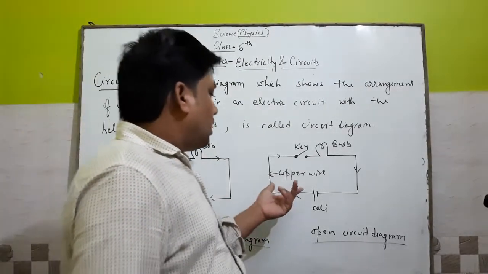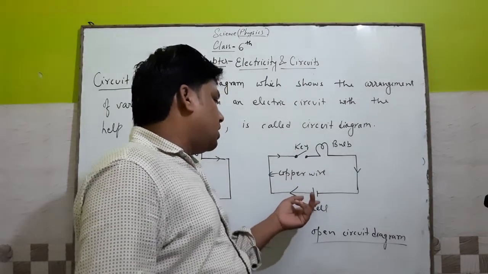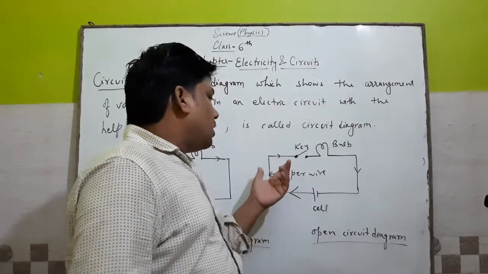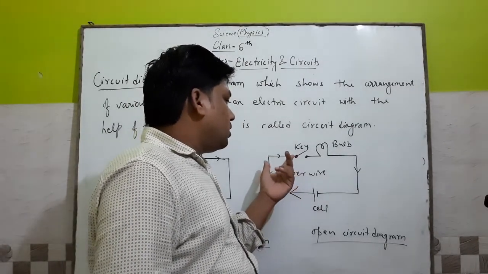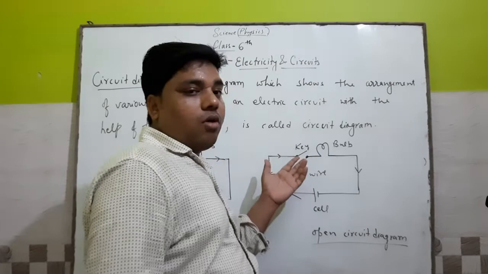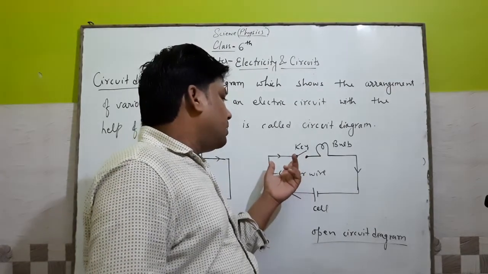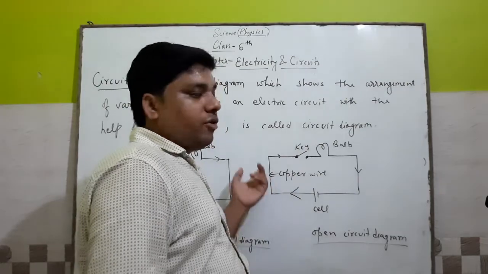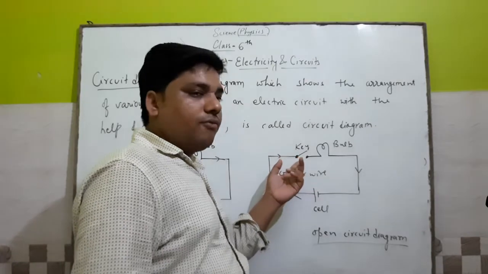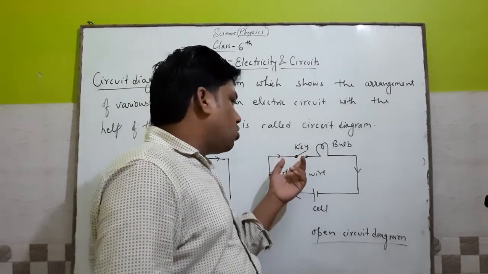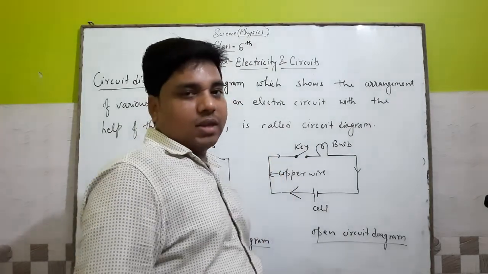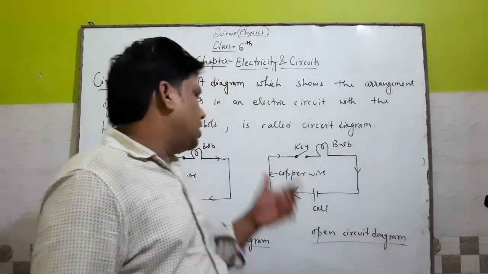And here, same, this circuit diagram contains a cell, key, bulb and conducting wire, but here the key is open. Open means the circuit is open, and in this circuit the current does not flow because the circuit is broken due to this switch. Switch is off means the switch is open, so the current does not flow in the circuit. Clear? And the bulb does not glow, whereas here the bulb glows.